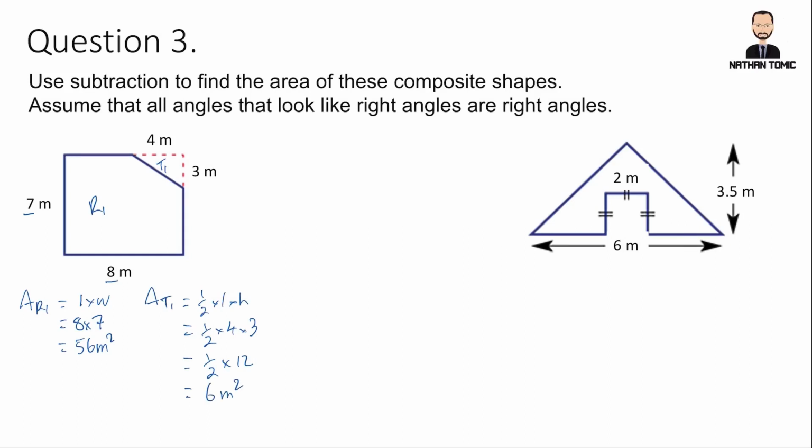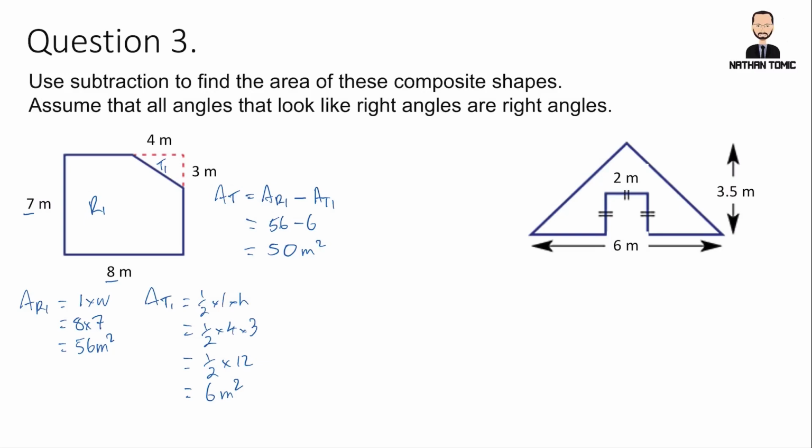Okay, so we have the area for the full rectangle, and the area for the little triangle. Now, area total, we'll just call it area T, is equal to area of R1 minus, in this case, the area of T1, which is equal to 56 minus 6, which means it's 50 meters squared. So the area of the shape in blue, the rectangle minus that triangular red part, is 50 meters squared.